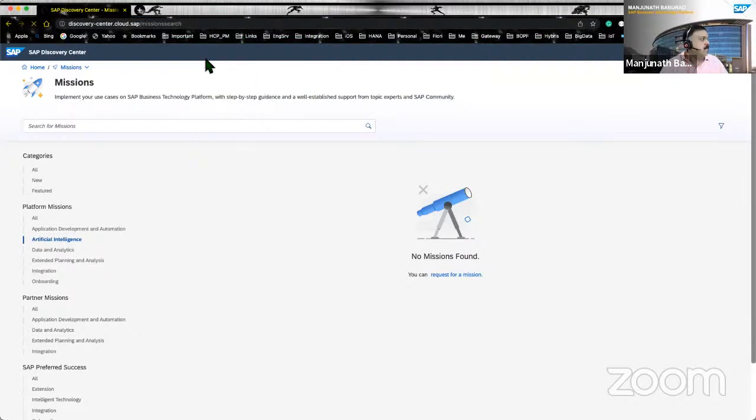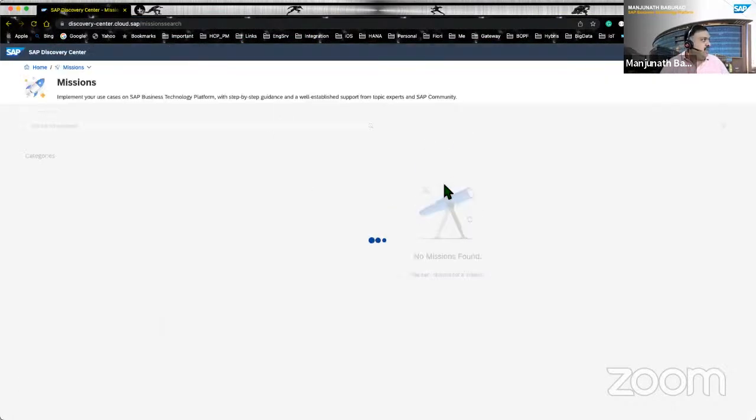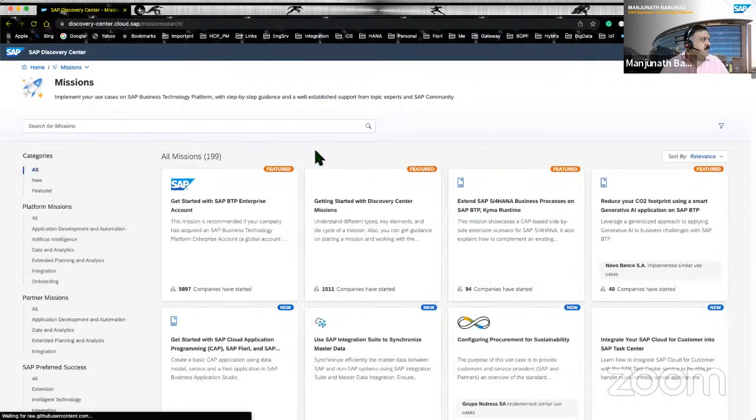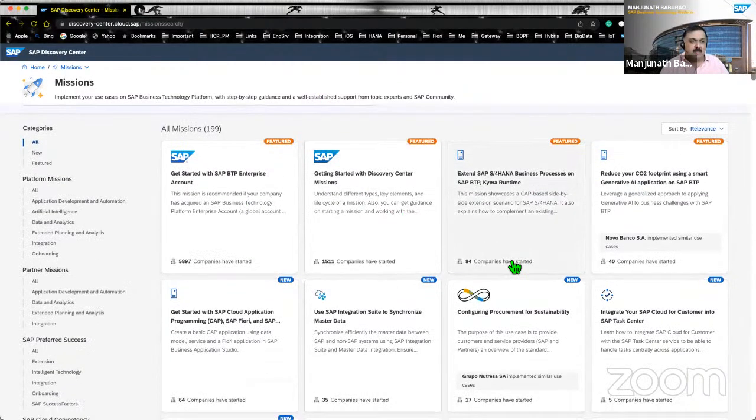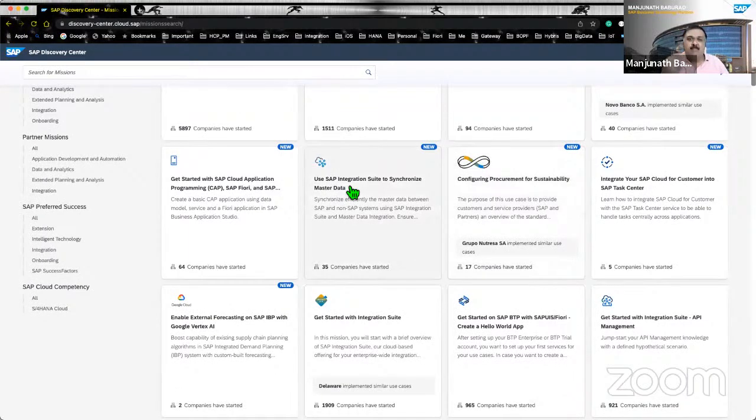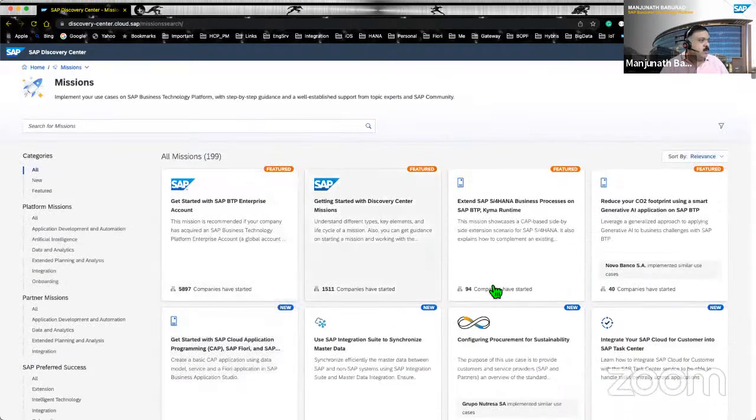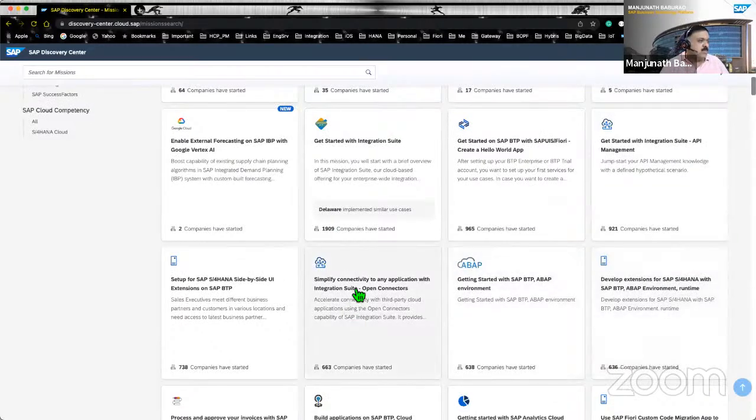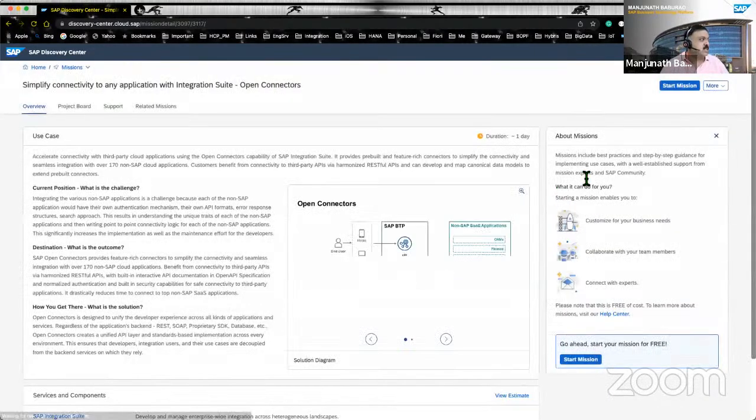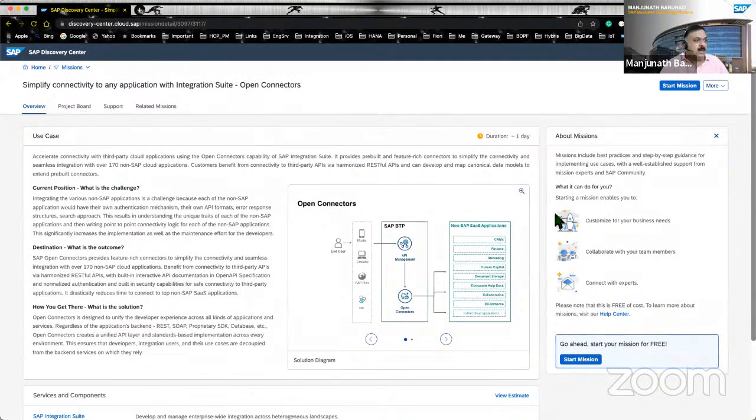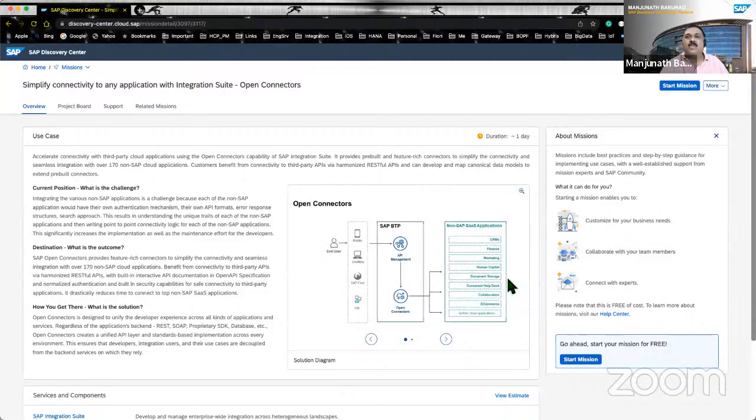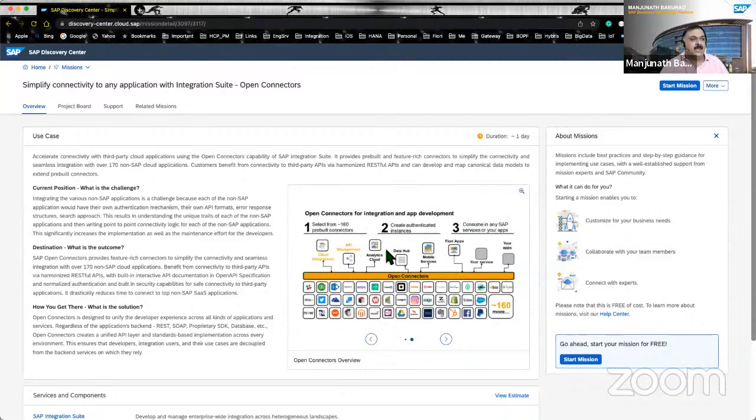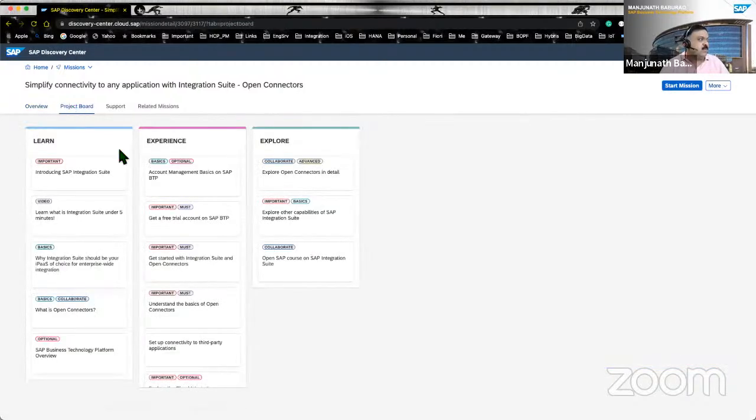As you see here, we have the SAP Discovery Center missions part of the picture, wherein you can understand how you can get started with a particular service. This is a step-by-step tutorial. If I get to one of them, let's say Simplify Connectivity to Any Application with Integration Suite, there is a sample reference architecture of how the objective can be achieved. There is a project board which can clearly take you through the steps of learning, experiencing it, and then exploring things on your own.